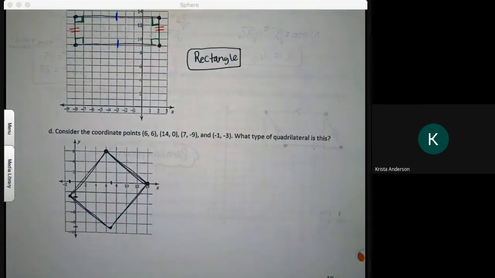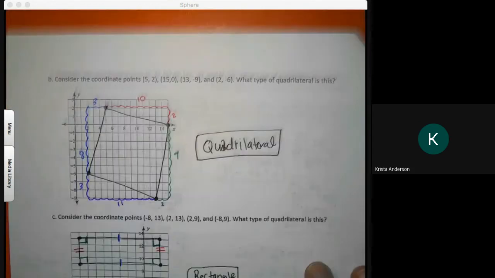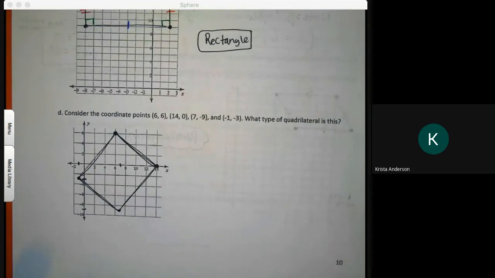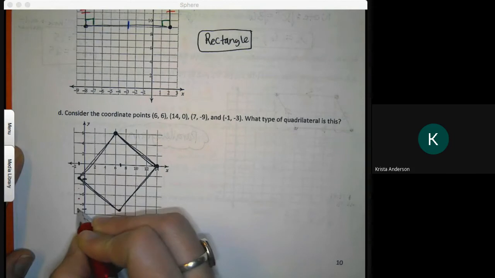I'm going to check the slopes. I'm going to check the patterns like we did up here on B. See if I notice any patterns. This one will be weird when I count it. I'll try my best to explain why. Because there's a half point in every section.